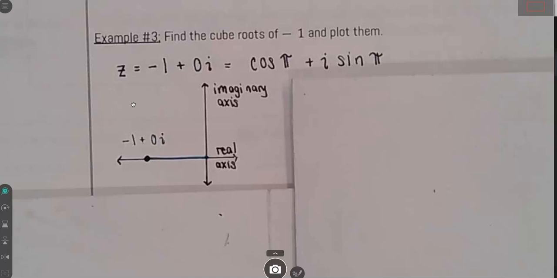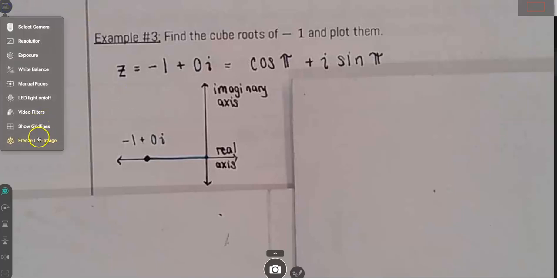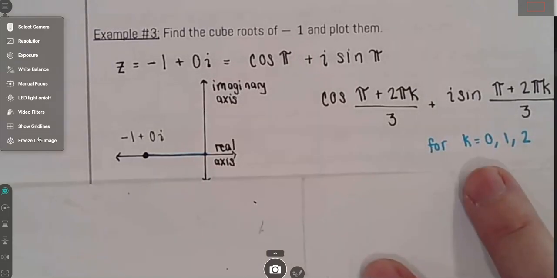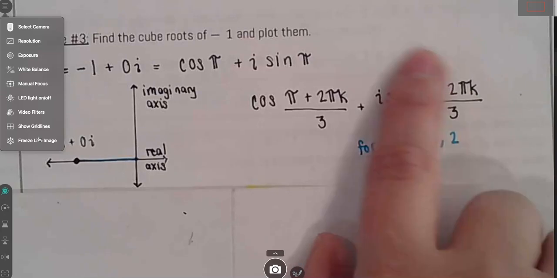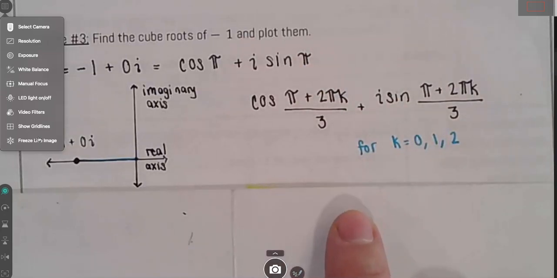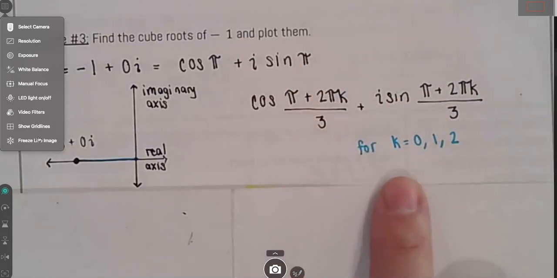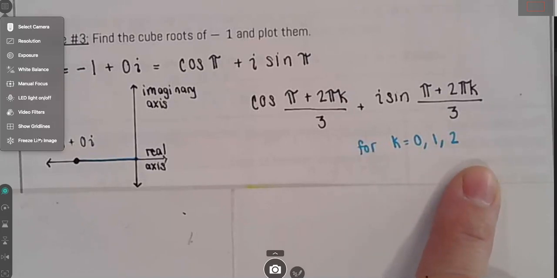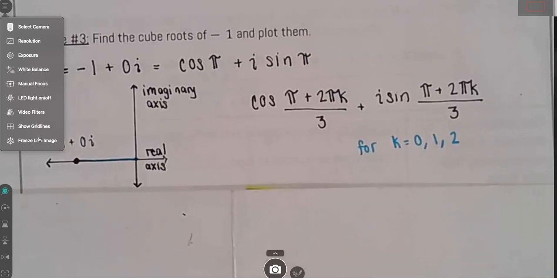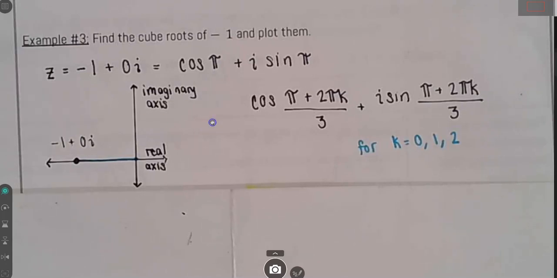I'll give you guys a little more. Okay, so the formula on the front of the page is this. And because we're finding 3 roots, we need to find this for k equals 0, k equals 1, and k equals 2. You plug that in, and that's how you get the 3 roots. You guys can take it from here?